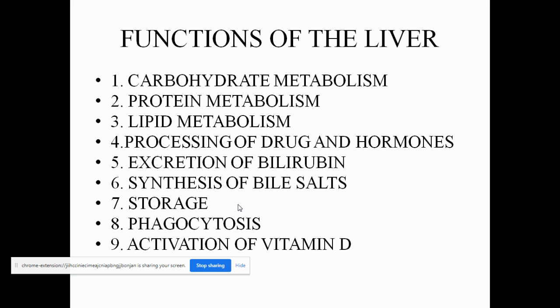Number 8 is phagocytosis. We all know that there is a cell called Kupffer cells, otherwise known as stellate reticuloendothelial cells, present in the hepatocytes. Their main function is immunological. They phagocytose red blood cells, white blood cells, and also some bacteria. Phagocytosis of RBCs, WBCs, and bacteria is done by these cells.